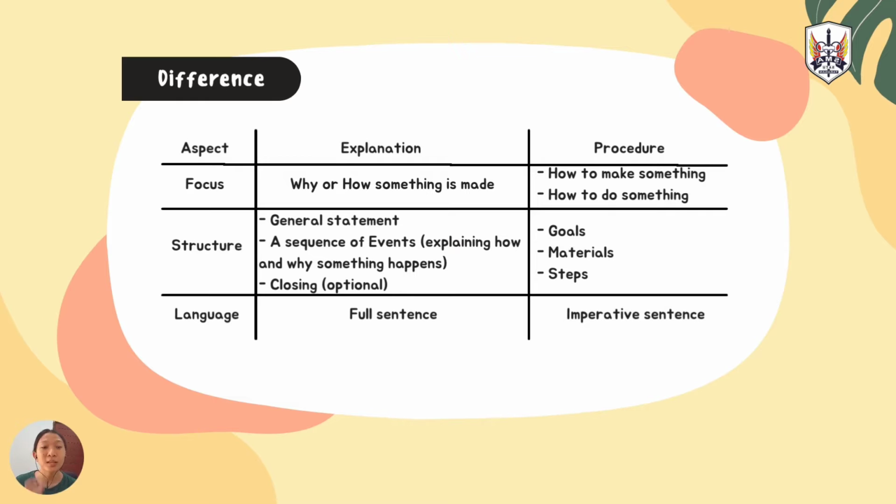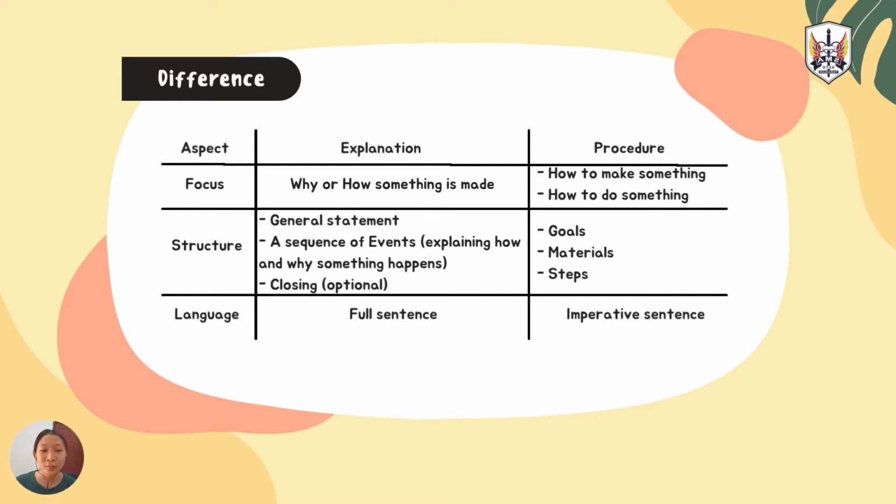So what is the difference between explanation text and procedure text? Here, there are at least 3 aspects that we can look at to differentiate explanation and procedure. First aspect is focus point. The focus point of explanation text is why or how something is made. While in procedure text, the focus points are how to make something and how to do something. In procedure text, we don't use the why aspect. We don't ask why something is made, but we focus on how to make it or how to do it.